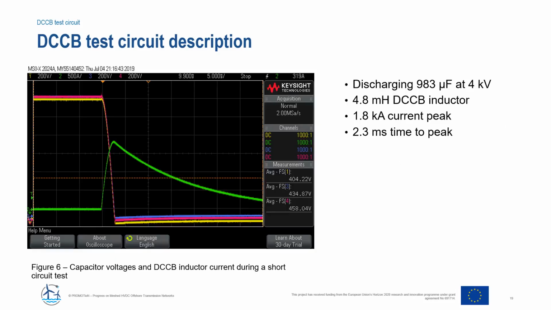This is a demonstration of the test circuit discharging at 4 kV with the capacitor bank configured to provide almost 1 millifarad. A 4.8 mH inductor is connected to the DC side with no circuit breaker. Firing the test circuit provides a peak current of 1.8 kA, while the time to peak is 2.3 milliseconds. The exact current and voltage waveforms are provided on this slide.